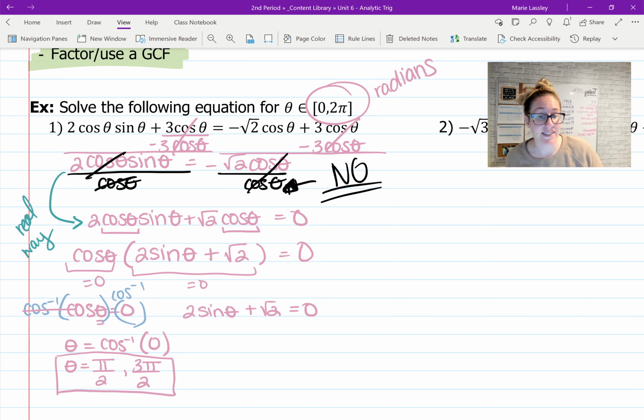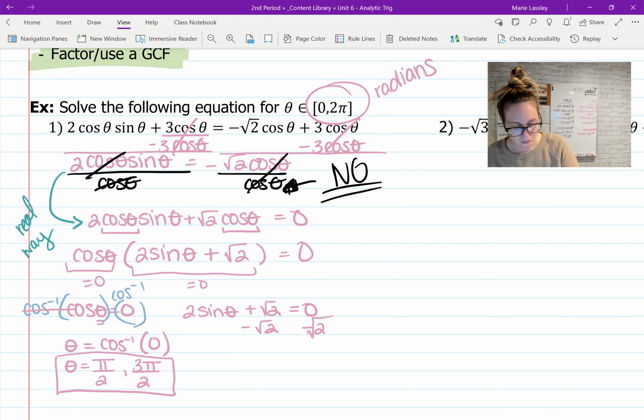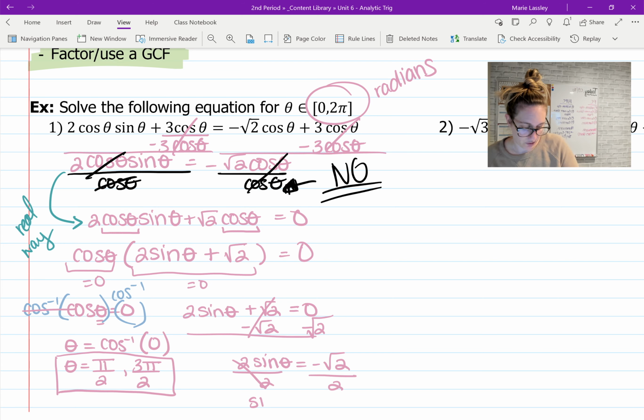But we still have this second piece to do, so this one's a little bit more work. We have 2 sine theta plus the square root of 2. We're going to subtract root 2 from both sides. Oops, I don't know why I keep missing the square root. Those cancel, so now I'm left with 2 sine theta equals negative square root of 2. We divide both sides by 2. Then I have sine theta equals negative square root of 2 over 2.